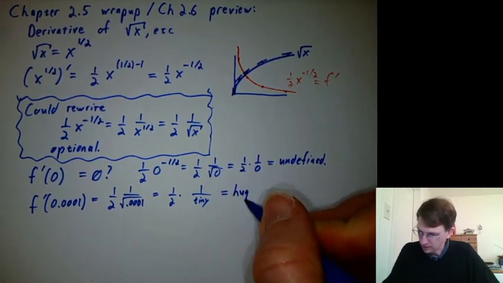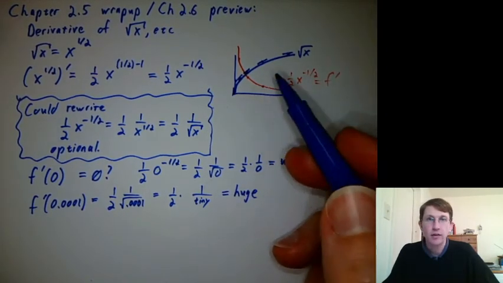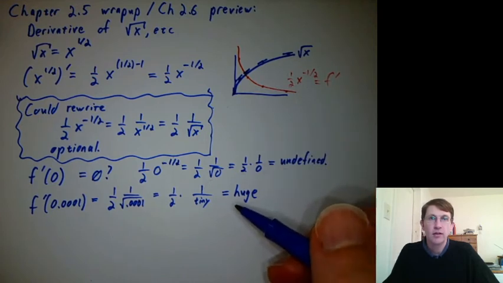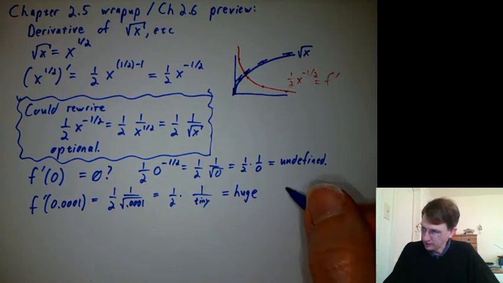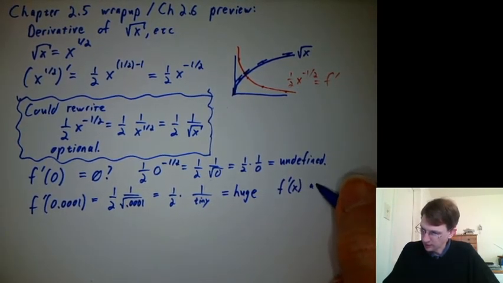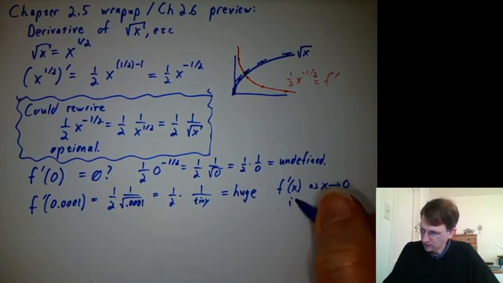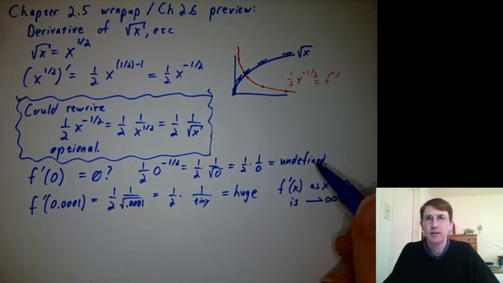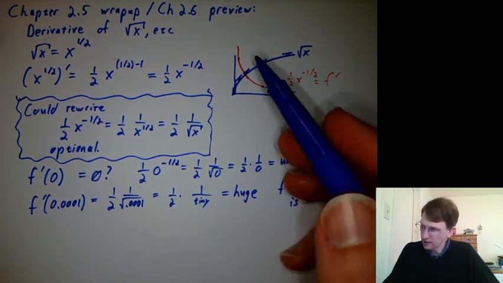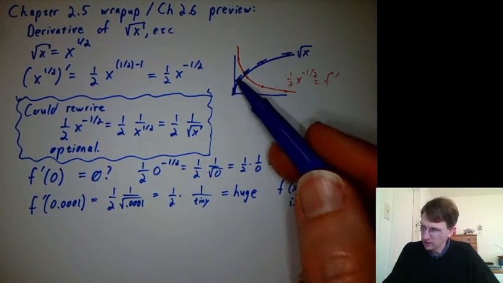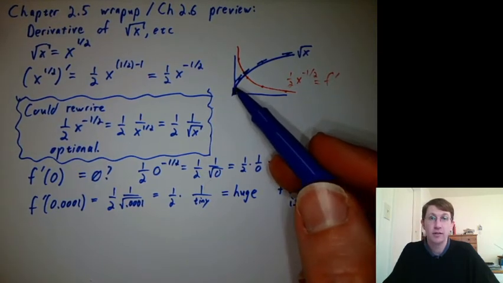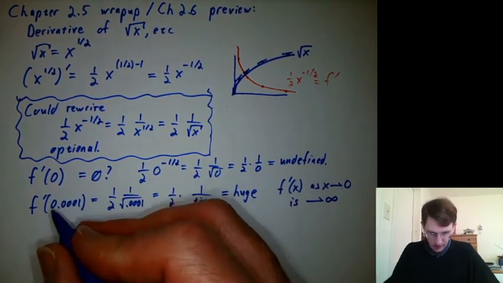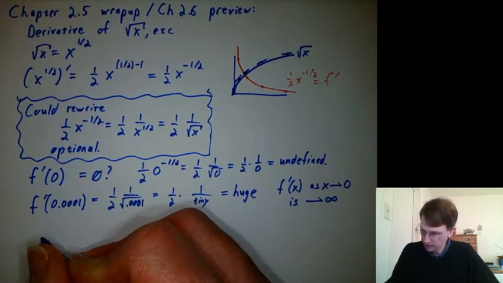It's basically huge. So as we get closer and closer to the origin, this derivative is getting huger and huger, you could say. So it's essentially going to infinity. So f prime of x, as x goes to 0, is going to infinity. So this is undefined, but it's basically an answer of infinity. So that's kind of interesting that this function, which is a fairly nice function, actually has an infinite slope at the origin.